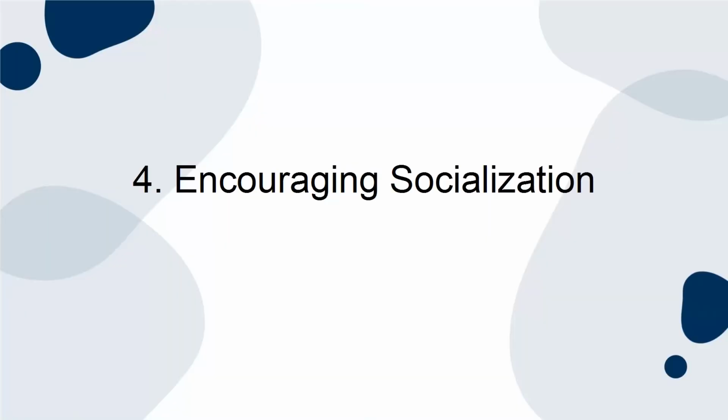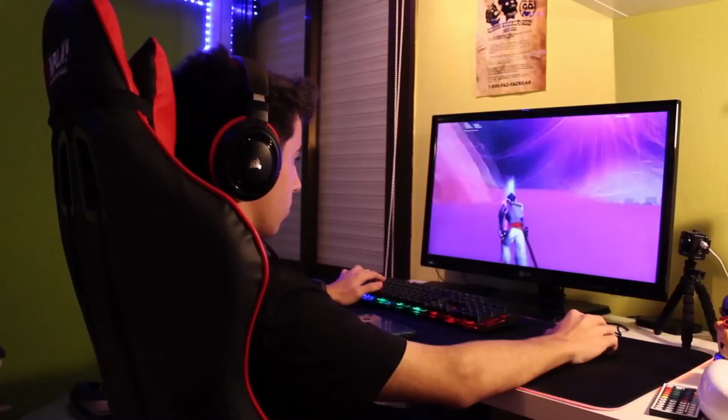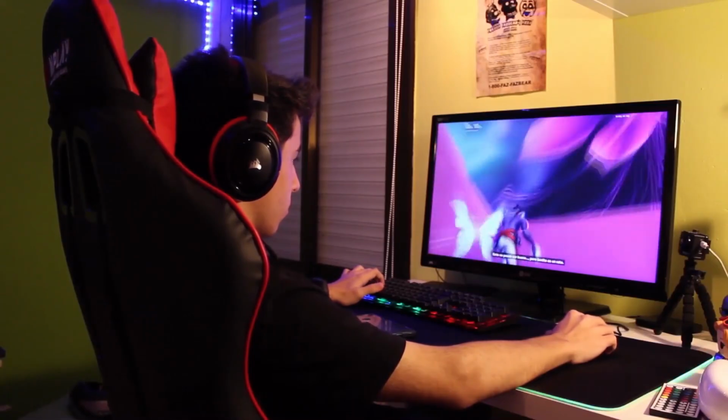4. Encouraging socialization. Another great thing about the metaverse is that it gives people with poor social skills or social anxiety the opportunity to socialize as someone beyond themselves. With an immersive fantasy game, they can play under an entirely different persona to help build their confidence.